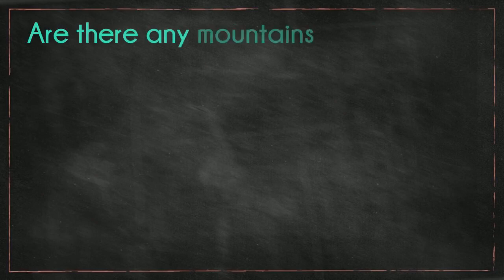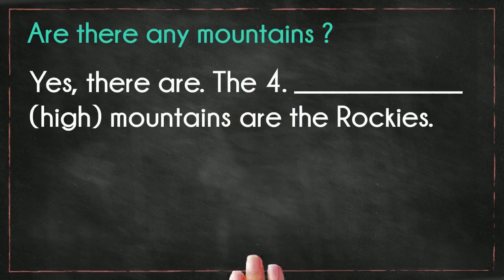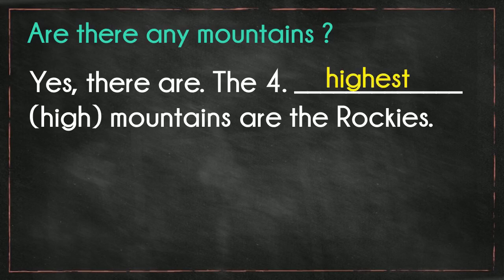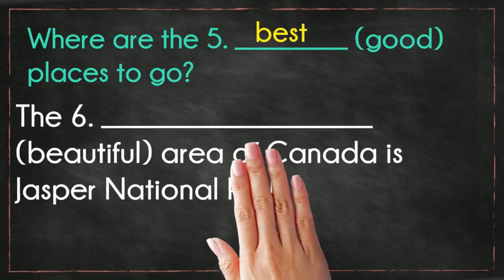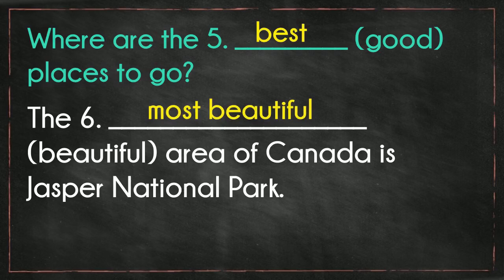Moving on, are there any mountains? Yes, there are. The highest mountains are the Rockies. So the answer for number 4 is highest. Next, where are the best places to go? The most beautiful area of Canada is Jasper National Park. So the answer for number 5 is best, and the answer for number 6 is most beautiful.